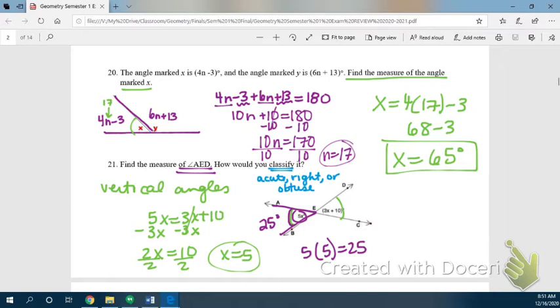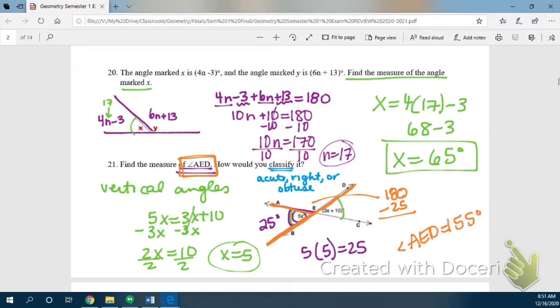But they're asking for AED. To find AED, that is this big angle that doesn't have any values of x in it. However, I know it is a linear pair with the 25. So to find AED, we can take 180 minus 25. And so I got that angle AED is 155 degrees.